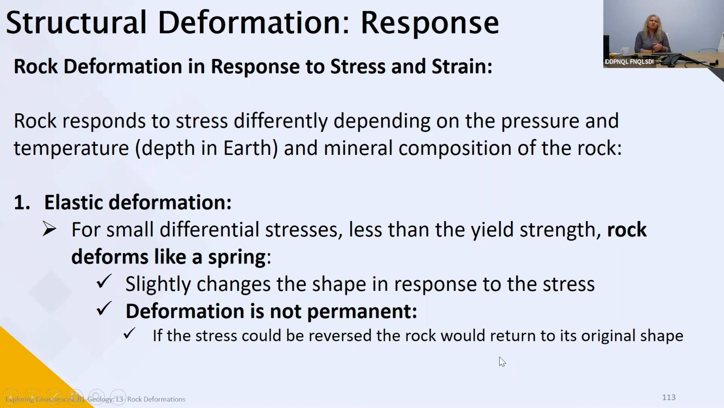The next thing to cover to understand structural deformation well is the response to stress and strain. Rock deformation is also based on the different kinds of responses we have for stress and strain applied on them. So elastic deformation is small differential stresses, less than the yield strength. The rock deforms like a spring. It slightly changes shape in response to the stress, but the deformation is not permanent. And if the stress could be reversed, the rock will return to its original shape.